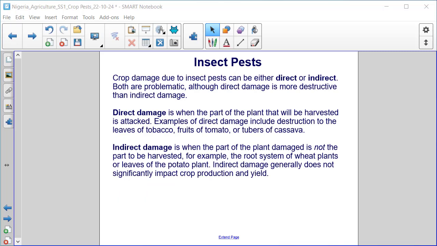Crop damage due to insect pests can be either direct or indirect. Both are problematic, although direct damage is more destructive than indirect damage. Direct damage is when the part of the plant that will be harvested is attacked. Examples of direct damage include destruction to the leaves of tobacco, fruits of tomato, or tubers of cassava. Indirect damage is when the part of the plant damaged is not the part to be harvested. For example, the root system of wheat plants or leaves of the potato plant. Indirect damage generally does not significantly impact crop production and yield.